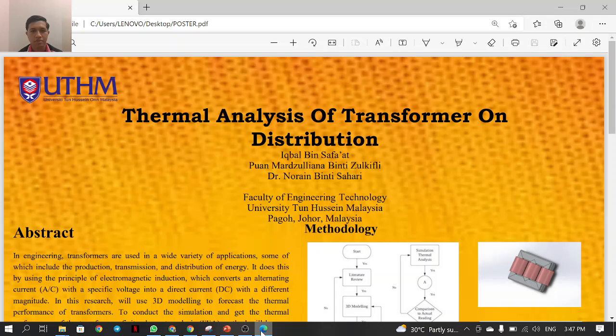I am from the JTKE program, Jabatan Kejuruteraan Teknologi Engineering, and my course is BNE. My supervisor is Puan Majulana binti Zulkifli, and my co-supervisor is Dr. Norain binti Sahari. Today I would like to present my research. My research title is Thermal Analysis of Transformer on Distribution.